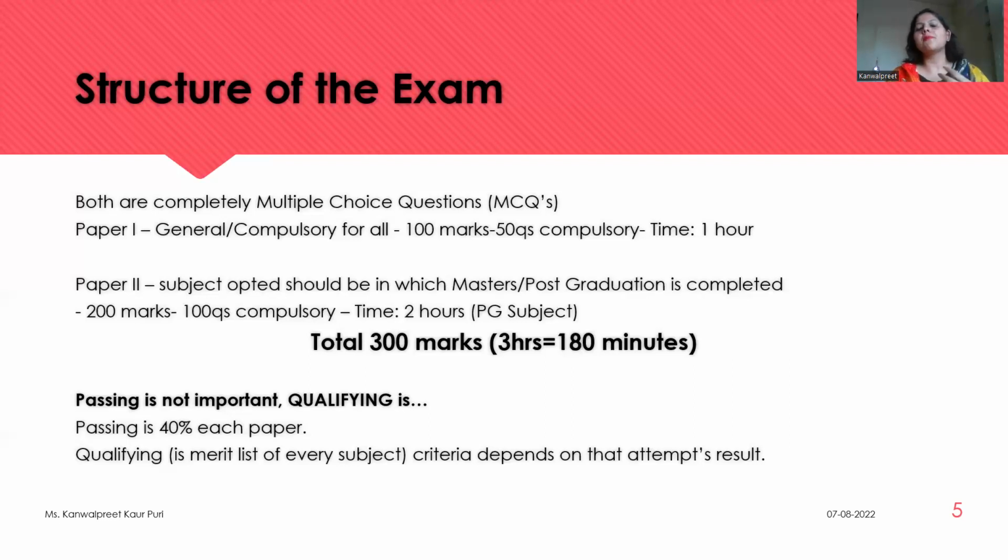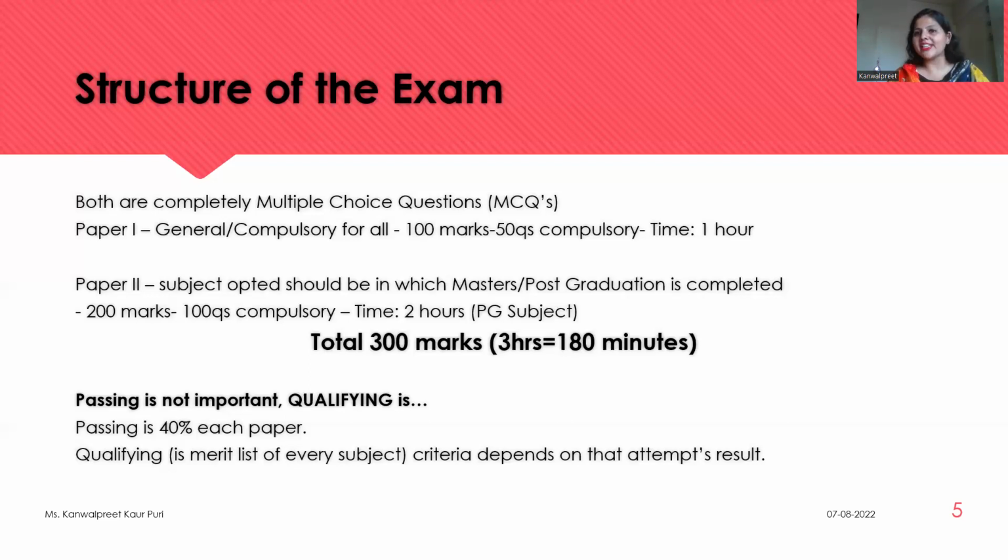For paper 2, in my case commerce, we are appearing for 100 compulsory questions, again 2 marks each, so 200 marks. The time duration is 2 hours. So in total we are appearing for 300 marks and the duration is 180 minutes. Why have I highlighted 180 minutes? Because each fraction of a second is very important, so time management is very important. And if you are not tech savvy, it becomes very difficult to understand the question on the screen, then analyze, think simultaneously and mark the suitable option.